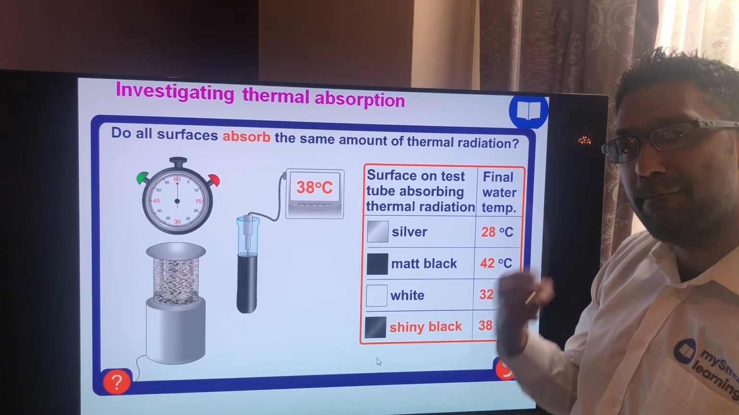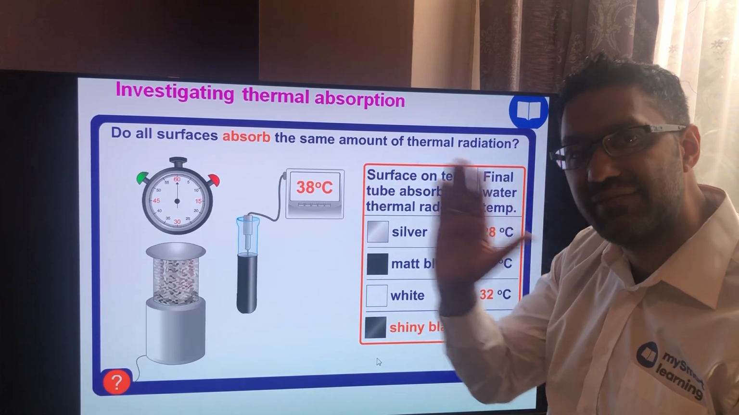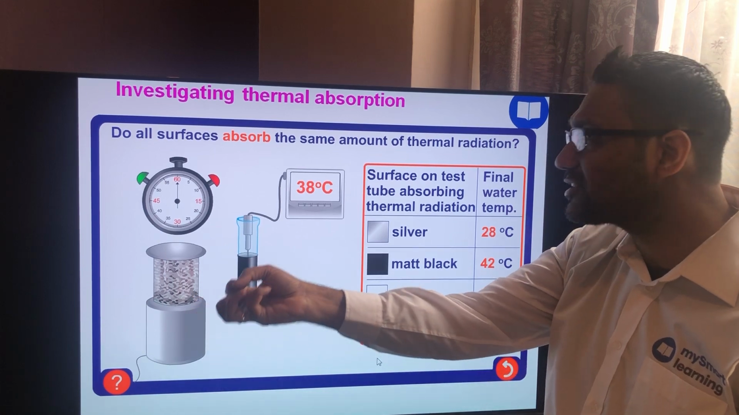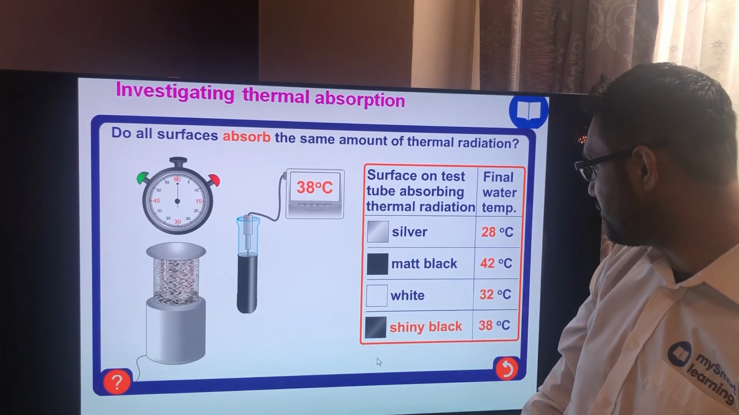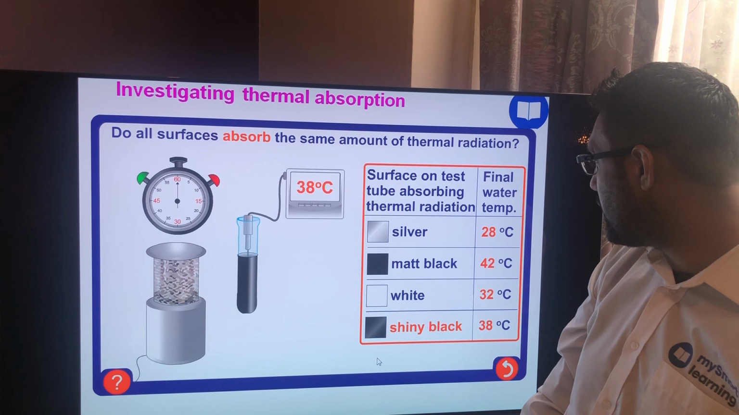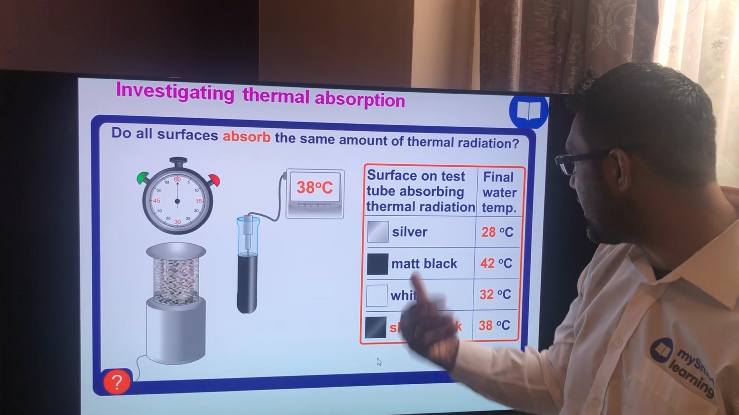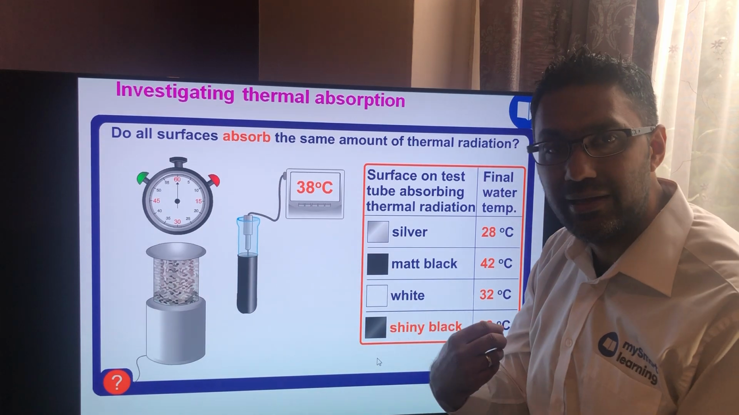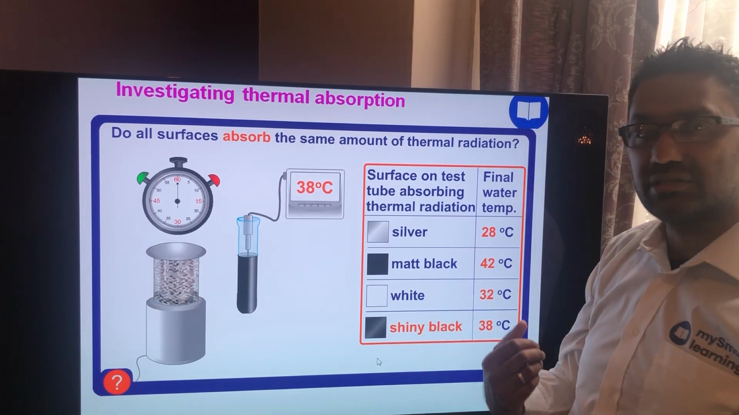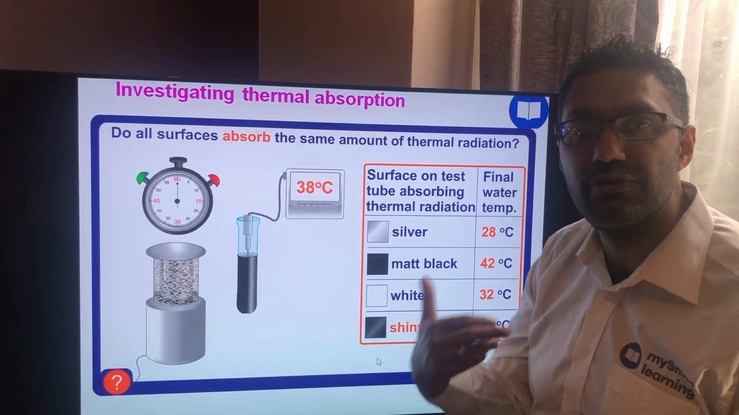So matte black is the best at emitting, which means giving out, emission. It's also the best absorber of infrared radiation, okay? But silver then is the opposite. Silver is the worst emitter and it's the worst absorber. What does silver do? Silver reflects.